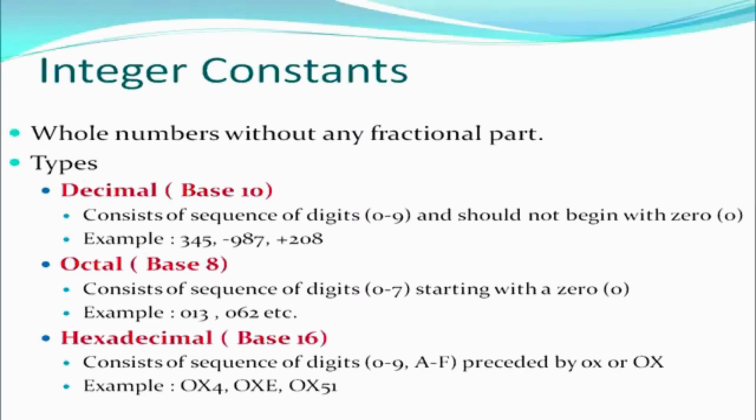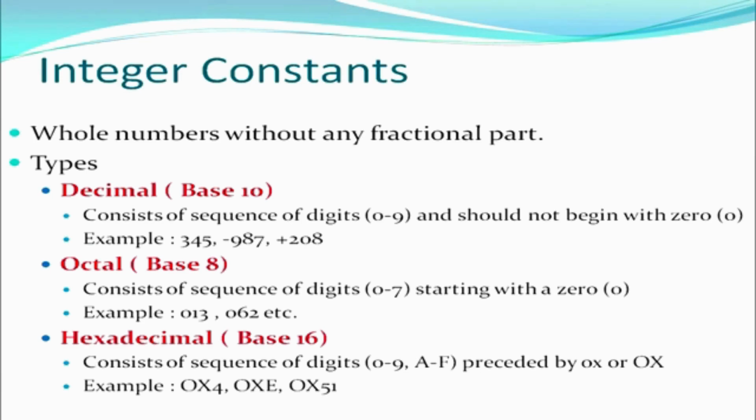First, the integer constants. Integers are numbers, constants are fixed values. So, integer constants are whole numbers which are not having any fractional part, which are not having any decimals, and the values once given cannot be changed. Various types of integer constants are decimal, whose base is 10. The decimal numbers are formed of 0, 1, 2, 3, 4, 5, 6, 7, 8, 9. And decimal numbers should not begin with a 0. The examples are given on your screen.